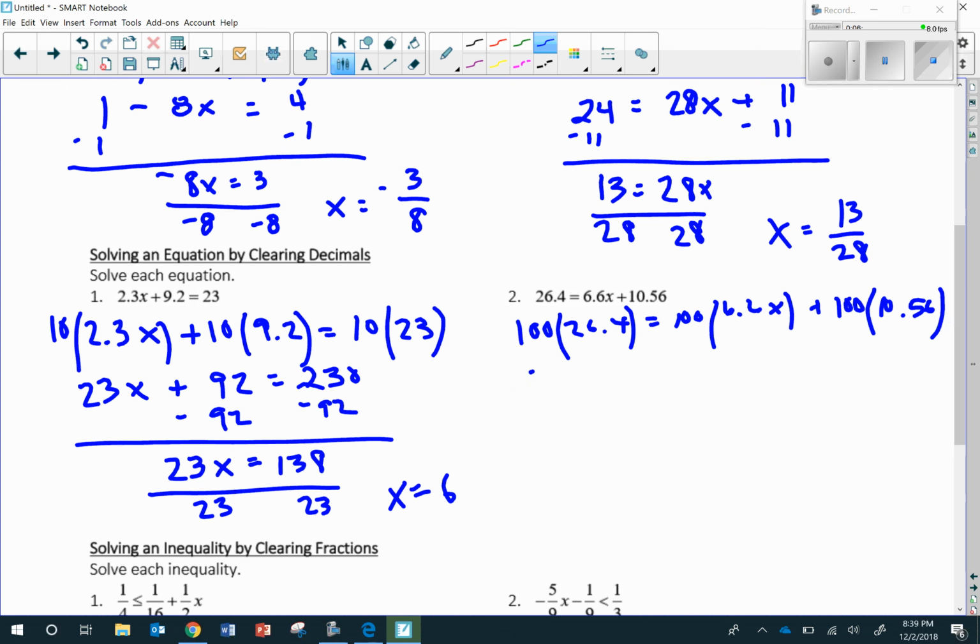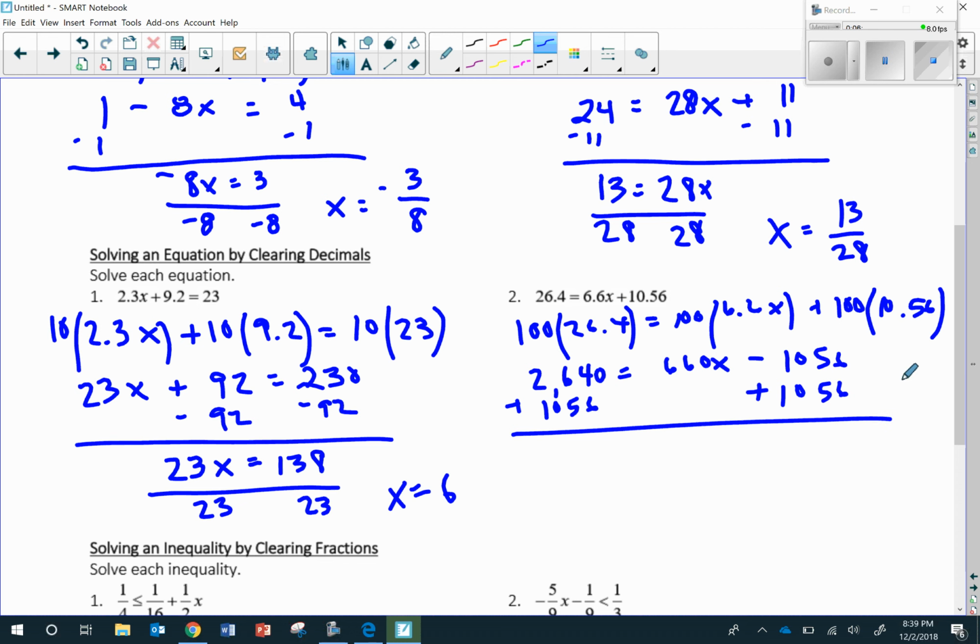All right, I'm going to go ahead and simplify. So I'm going to have 2,640 equals 660x minus 1,056. Again, we're back to that two-step equation you've seen many times before. I'm going to add 1056 to both sides. When I do that, I'm left with 1,584 equals 660x. Divide both sides by 660, and x equals 2.4, or 2 4/10.